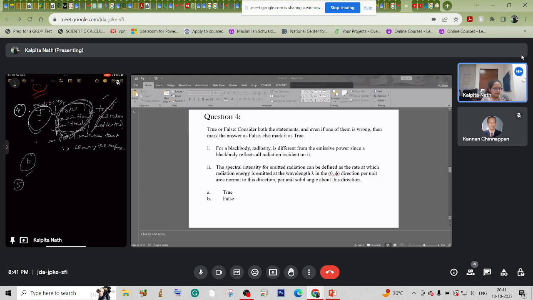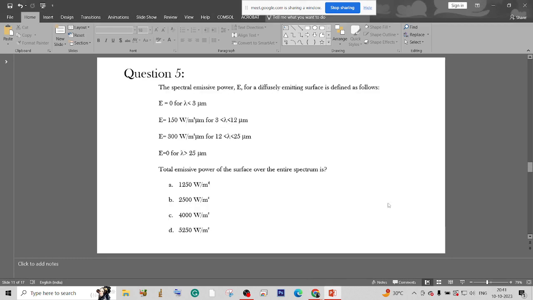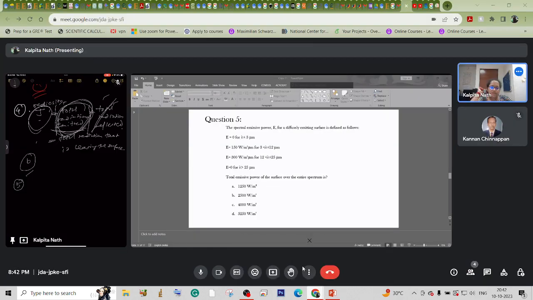Let us proceed to question number 5 now. The spectral emissive power E for a diffusely emitting surface is defined as follows. For wavelength less than 3 micrometer, the emissive power is 0. From 3 to 12 micrometer, it is 150. From 12 to 25, it is 300. And greater than 25 also, it is 0. So what is the total emissive power for the entire spectrum? This is very easy, it will take 2 minutes for you to solve. So I'm giving you 2 minutes for solving this, and then we'll proceed with the solution.